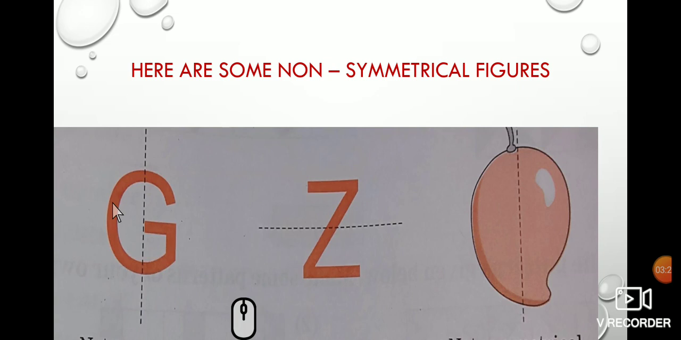Look at the second alphabet, Z. There is also a central line. But when the Z is overlapped, it won't fall on the same line or on the exact line. So, this is also a non-symmetrical figure. Look at the third object, a mango. One side is straight but the other side has a curve. So, when they are overlapped, it won't fall exactly on one another. So, this is also a non-symmetrical figure.